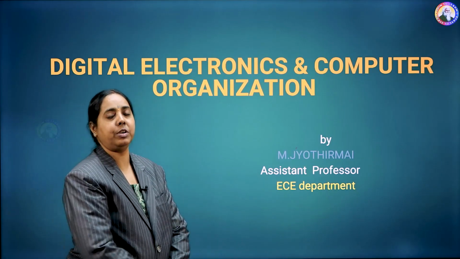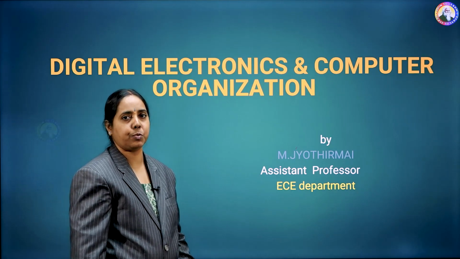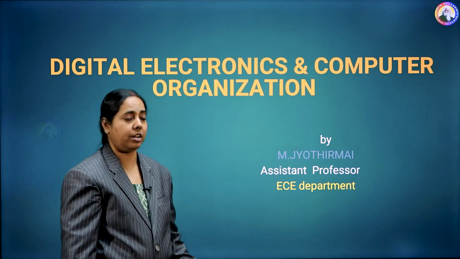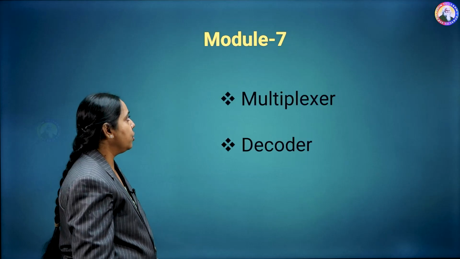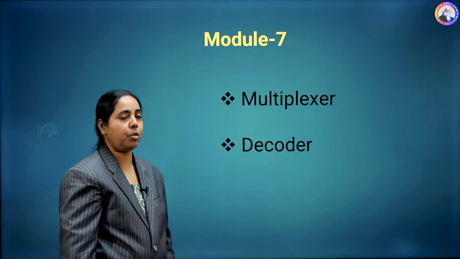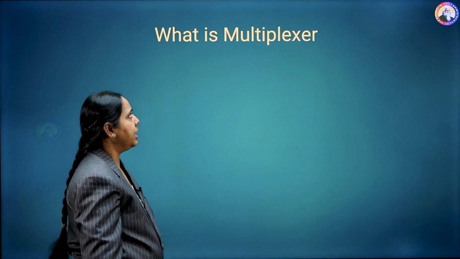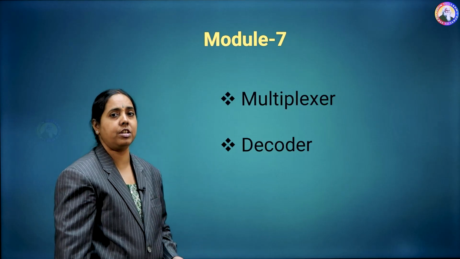So in the last videos we covered combinational circuits, and one of the applications we had seen was data transmission. Now in this video we are going to cover the data transmission types. So in this module we are going to study about multiplexer and decoder. So what is meant by multiplexer? Of course, this multiplexer and decoder will come under one of the types of combinational circuit.